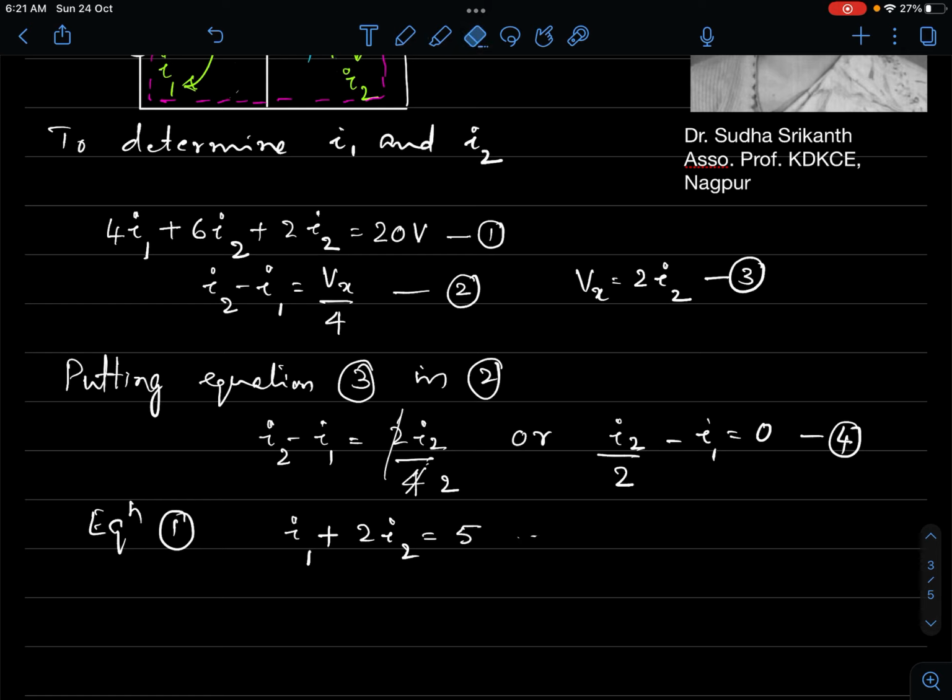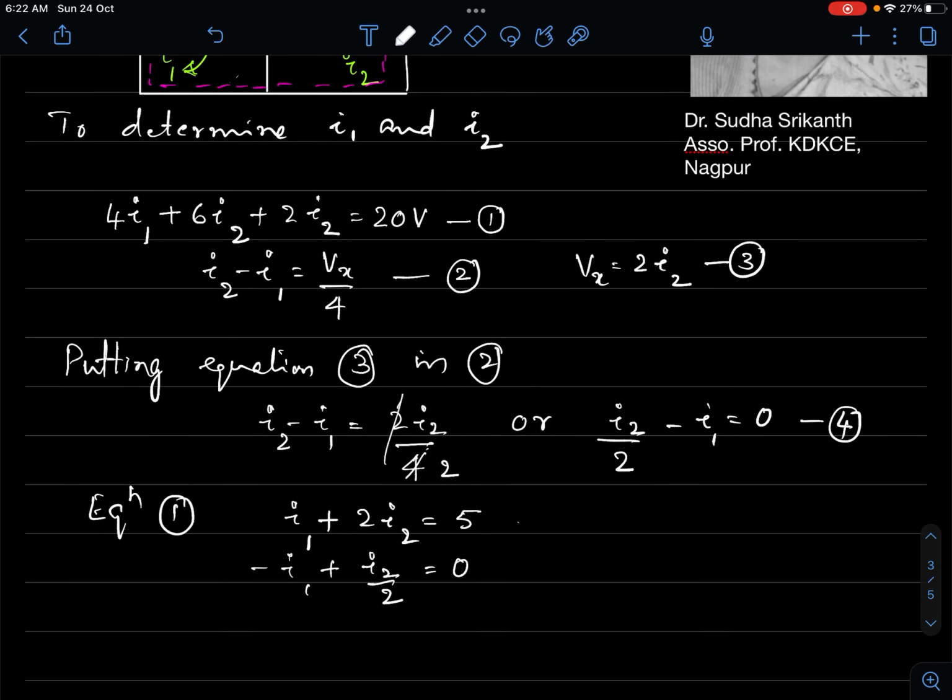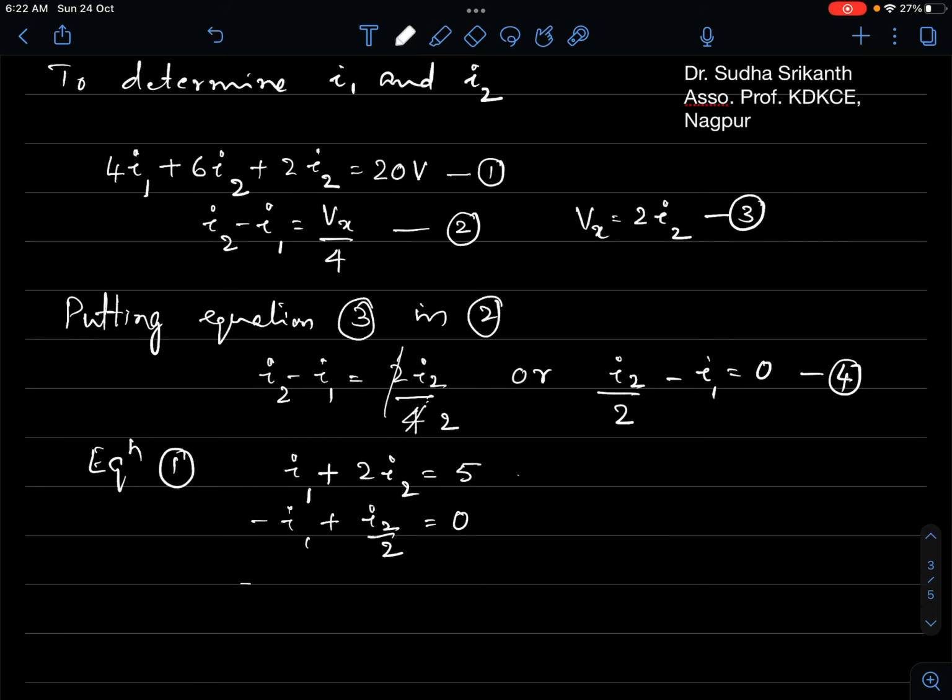And I will take up equation 4. Equation 4 is minus I1 plus I2 by 2 equal to 0. I will add the 2 equations. So I will get 2.5, right? 2.5 is 5 by 2. It's 5 by 2 I2 equal to 5. Cancelling off 5 and 5 on either side, I2 equals 2. I get I2 equal to 2 ampere. And on substitution in equation 4, I will get I1 equal to 1 ampere. That would complete the problem.